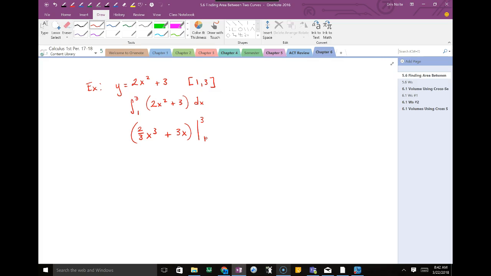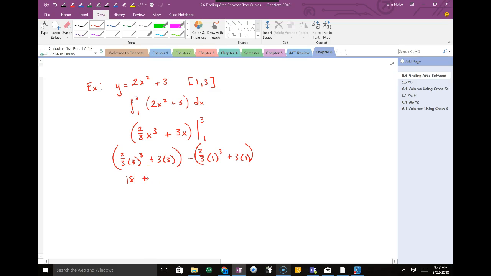Okay, so now what am I going to do? You're going to plug in the 3 and then do that minus the bottom. Good. So I'm just going to do the top minus the bottom. Okay, so the first term is going to be 3 to the third, which is 27. But I have 27 being divided by 3. What's 27 divided by 3? 9. 9 times 2. So that first term gives me 18.